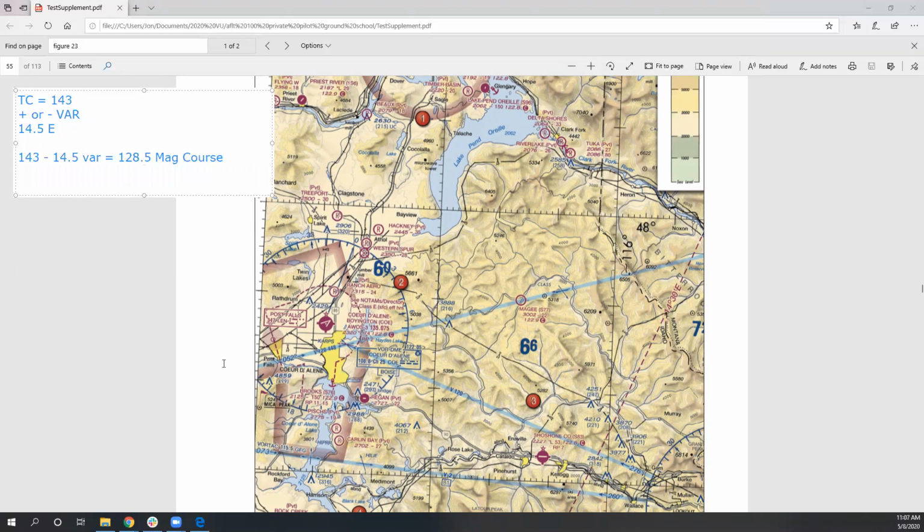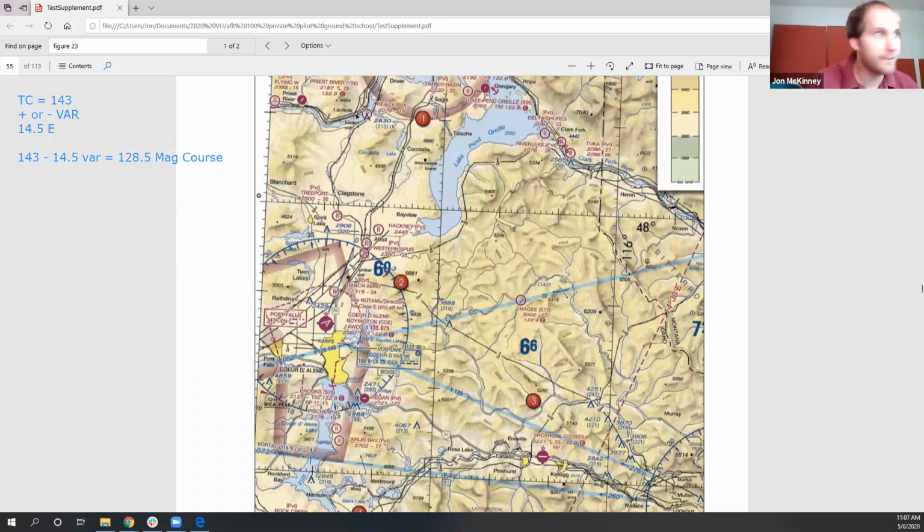All right, cool. So I'm going to document this on my paper because I know that once I click away from this, I'm going to lose the notes. So we think at this point we have a true course of 143. We think we have a variation of 14.5 east. And then we got a mag course of 128.5. Okay, so I'm going to go ahead and click away. It's going to get rid of our notes. I just know it's going to happen.